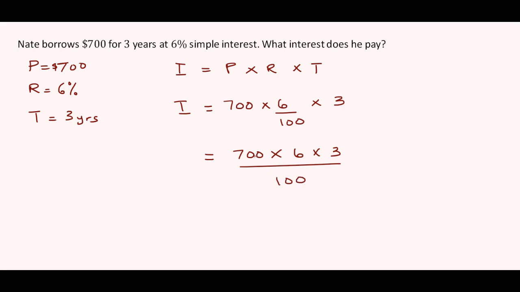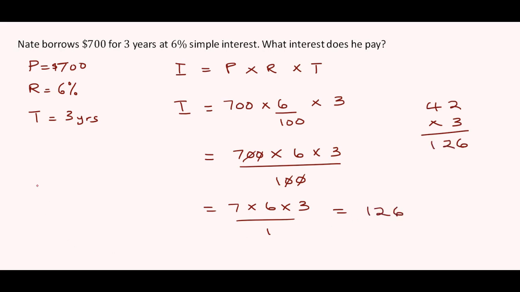So now you have 700 on the top, on the numerator, and then 100 in your denominator. So zeros can cross out zeros if they are at the end of the number. So now we're left with 7 times 6 times 3 over 1. 7 times 6 is 42. 42 times 3: 2 times 3 is 6, 4 times 3 is 12. So this is going to give us 126. So our interest is going to be $126.